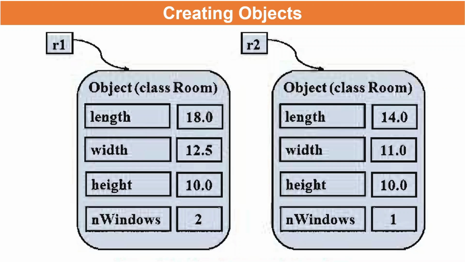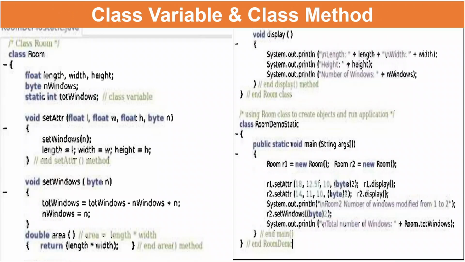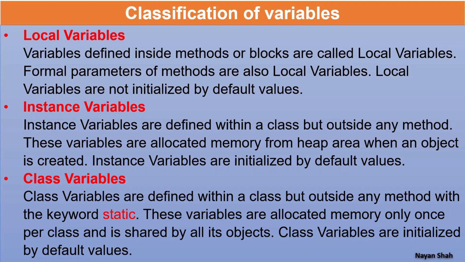But if you consider total windows, which is a static variable, a class variable, it will not occupy new memory every time you create an object. It will be created in memory only once, and that will be shared or used by all these objects. So that is what the last line says: the variable is allocated memory only once, that is, one static variable per class, and it is shared by all its objects.